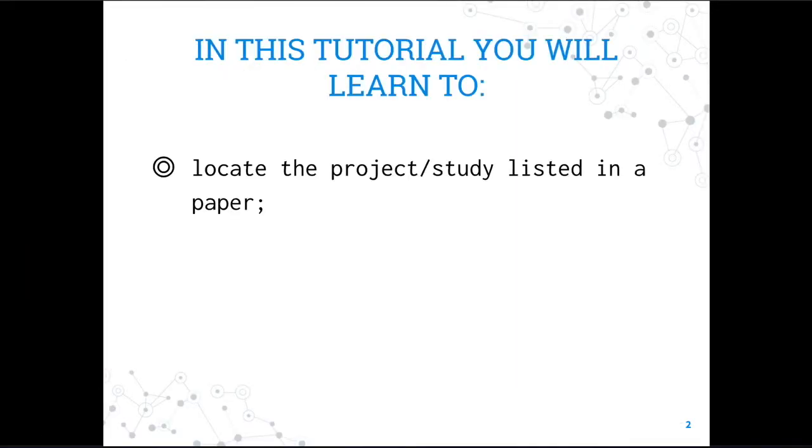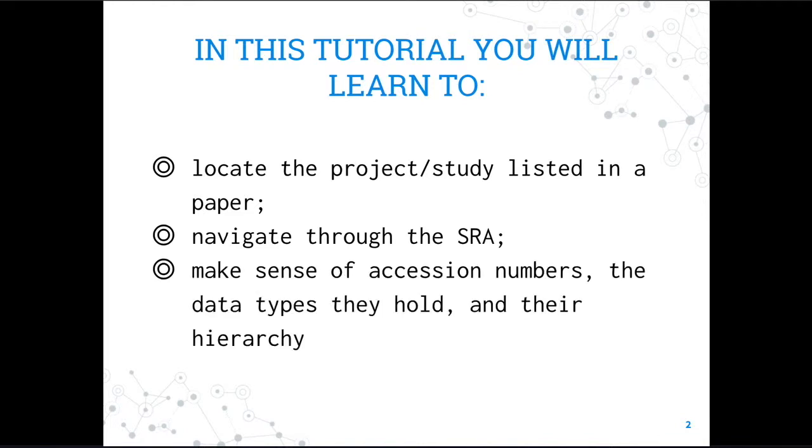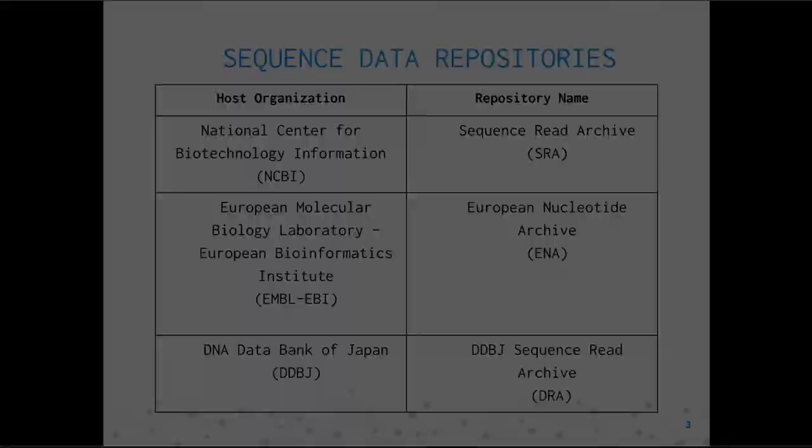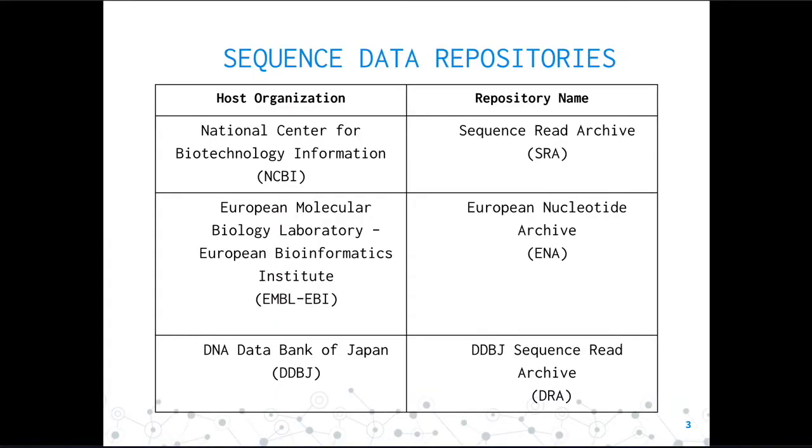By the end of this tutorial, you'll know how to locate a project or study listed in a paper, navigate around the SRA, and make sense of all the accession numbers you're going to find, the data types they hold, and their organizational hierarchy.